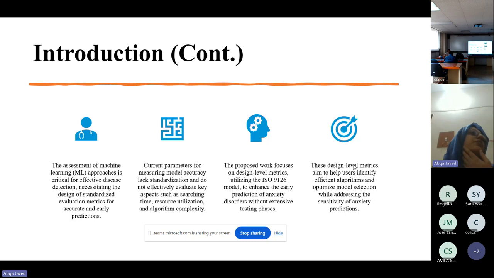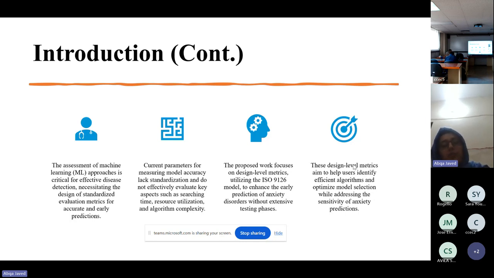Basically we use various machine learning models for the prediction of anxiety, depression, and mental illness, but there is no standard parameter set to evaluate the best model for prediction, necessitating the design of standard evaluation metrics for accurate and early prediction of diseases. Existing parameters measure model accuracy at the evaluation level, like precision, recall, and F1 scores, which lack standardization and do not effectively evaluate key aspects such as searching time, resource utilization, and algorithm complexity.